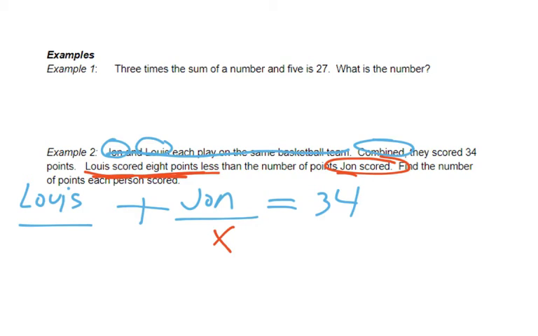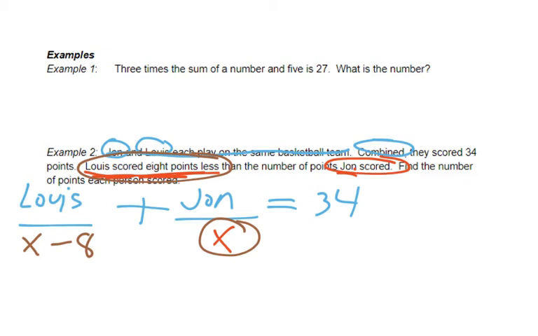Now it says Lewis scored 8 points less than the number of points John scored. Well, we don't know John, but we have John's points represented by X. If Lewis scored 8 points less than the number of points John scored, that means that we're going to subtract 8 from John's points. So right now John's points are X, so Lewis is going to be X minus 8. Okay? So we're going to have two X's in the equation.